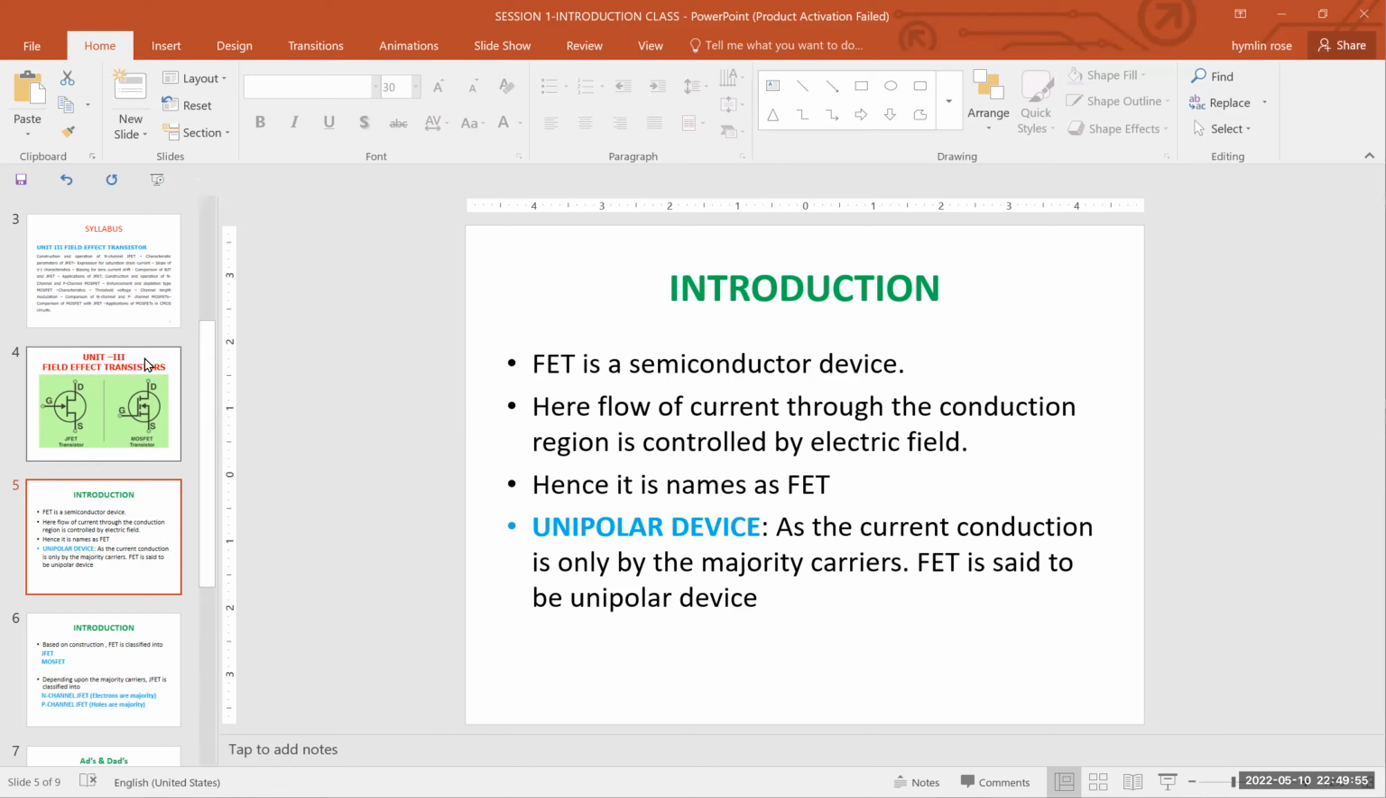The second thing which is different from the bipolar junction transistor is, as the name indicates, a BJT is a bipolar device because the current conduction is through both charge carriers, holes and electrons. Here it is a different case. It is a unipolar device. The current conduction is only by the majority carriers, either holes or electrons, depending on the type of the FET.